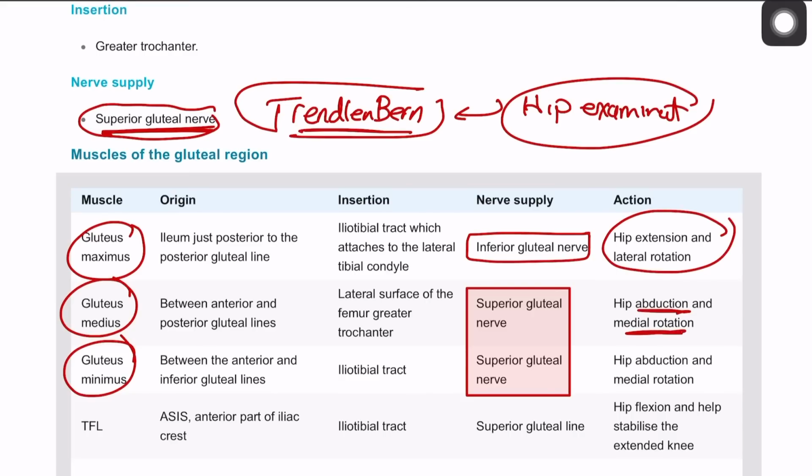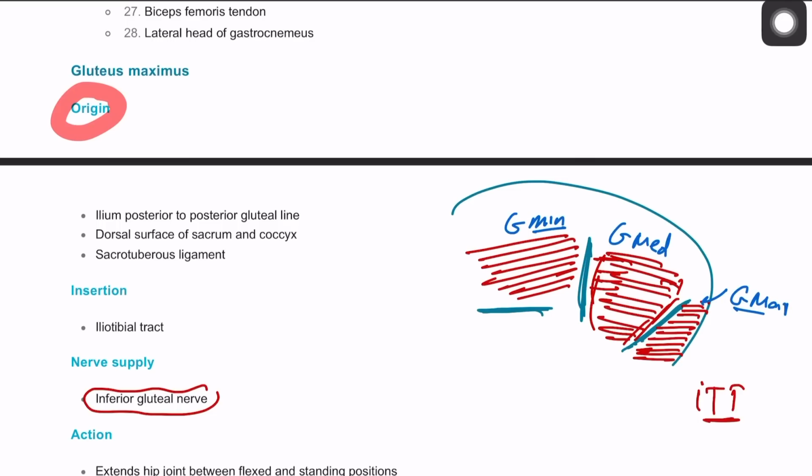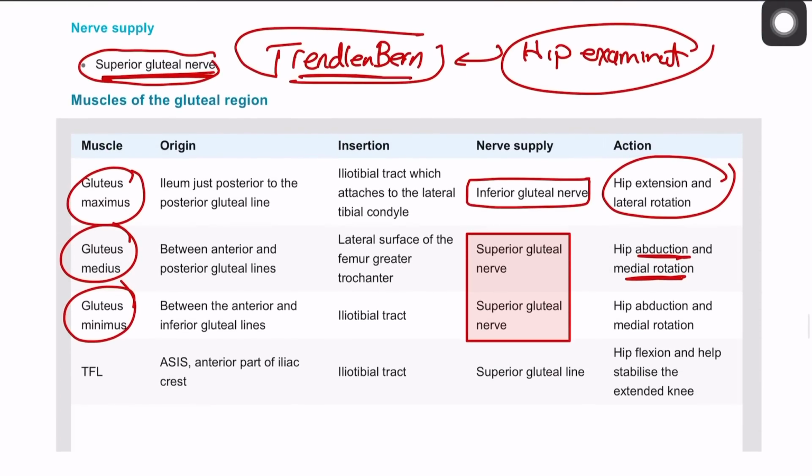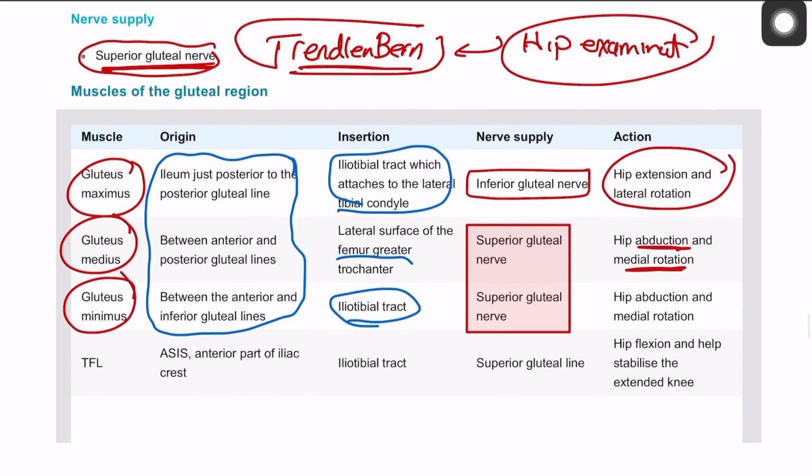In terms of origin, it's quite easy to remember. Remember that diagram that I drew here. This is the gluteus minimus muscle, this one is the gluteus medius, and this one is the gluteus maximus. All right, great. And we know the nerve supply for them, and we know the action for them as well. You just really need to mention those areas. And we know the insertion. The maximus is the iliotibial tract, and the other two will mainly be the greater trochanter, and the minimus will go to the iliotibial tract as well.